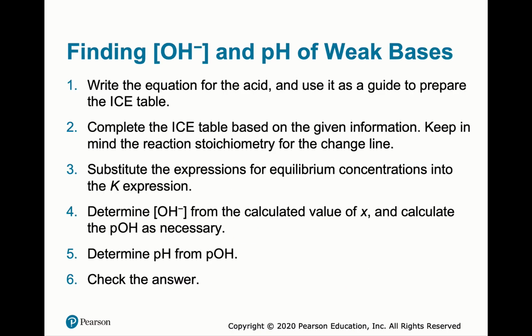So finding the hydroxide concentration and pH of weak bases. Same idea as for the acid: use the initial-change-equilibrium table, put in the values, and then find the calculated value of X, X being the extent of reaction from the ICE table. One difference when you do the base is that you're calculating the hydroxide ion concentration. So keep in mind that from that you can get the pOH, but you get that extra step: 14 minus the pOH gives you the pH. We usually list things in pH instead of pOH.